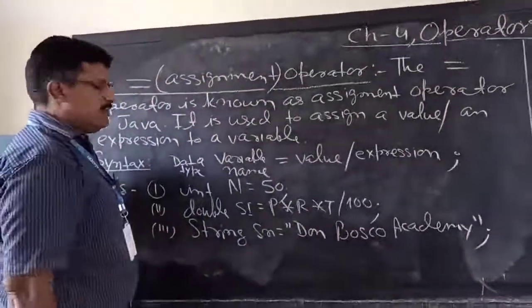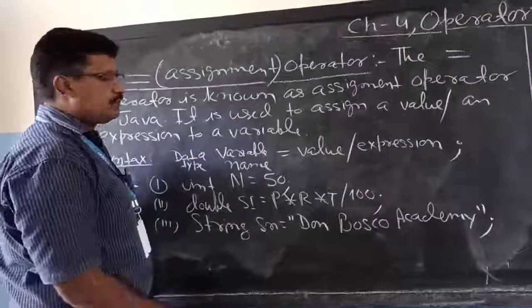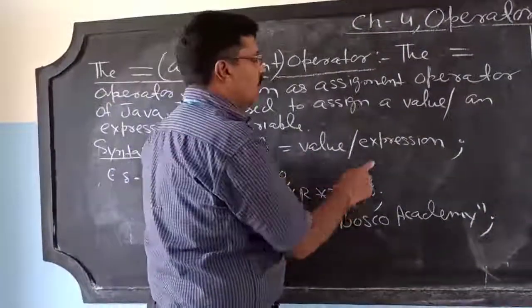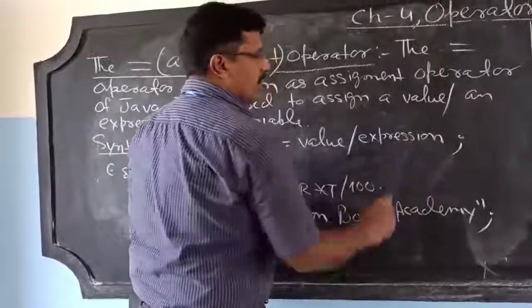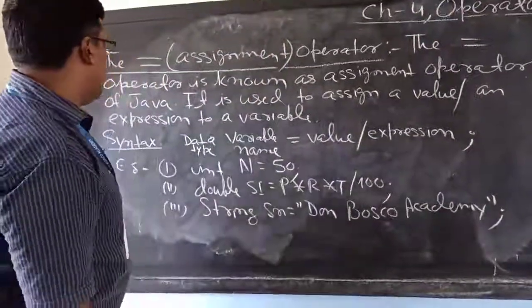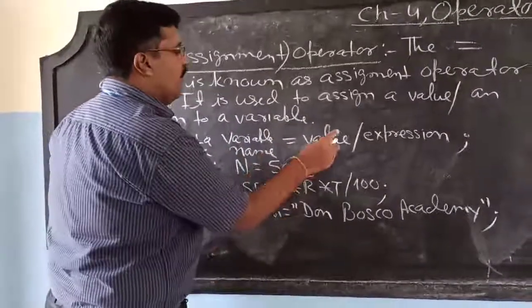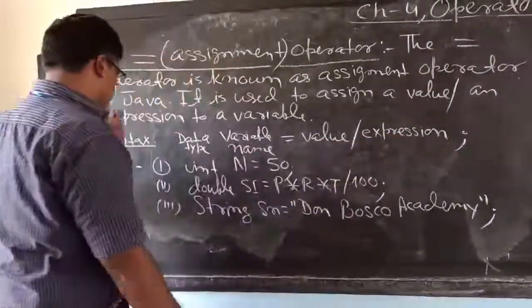Its syntax is: data type, variable name, equal to, either any value or an expression, semicolon. What is the syntax? Once again, first data type, variable name, equal to sign, value or an expression, and semicolon.